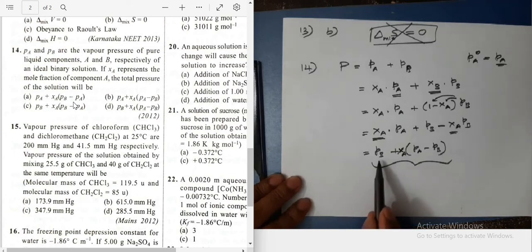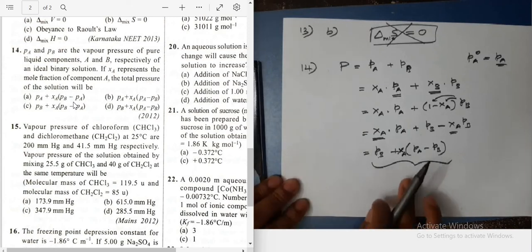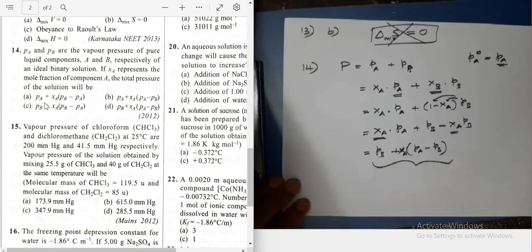Here, students, keep this in mind: PB and PA are pure vapor pressures. Now go through the options and find out which one is correct. In option A, PB minus PA is given. In option B, PA plus is there, PA minus PB is there, and here we have PA, so this is not correct. In option C, we have PB plus XA into PB minus PA, so that is also wrong. Option D, we have PB plus XA into PA minus PB. So this is the correct answer, option D.